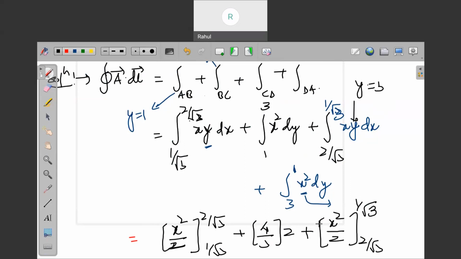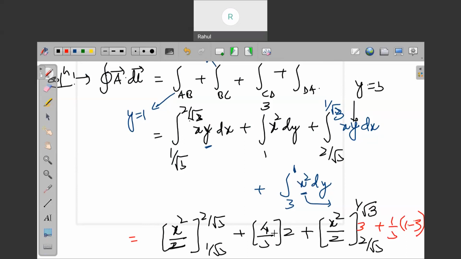Okay, and y equal to what? They have given already, that is 3 plus. Now here again 1 by root 3 squared is 1 by 3, and 1 minus 3. Okay, so this is going to be your integral.